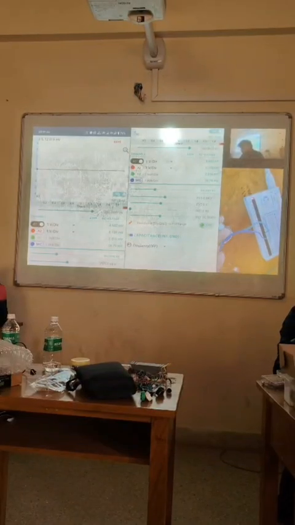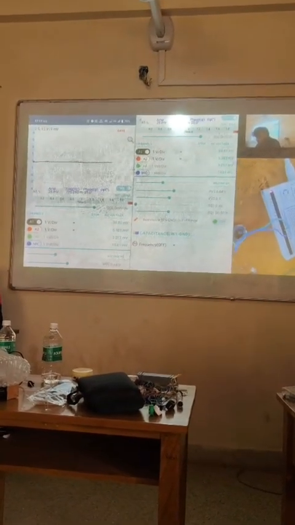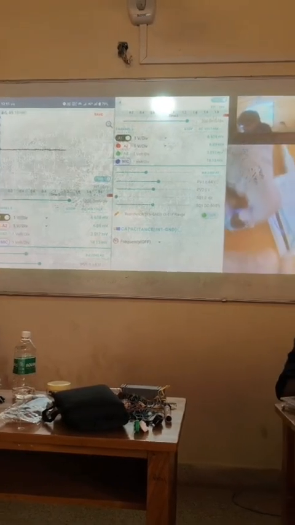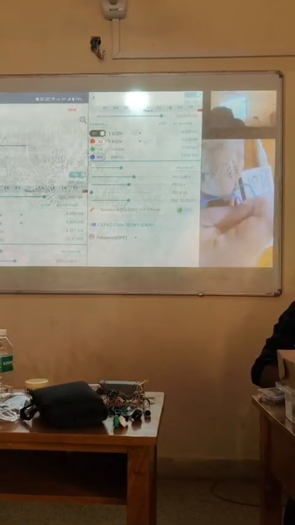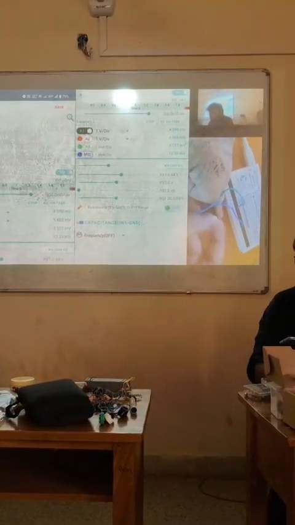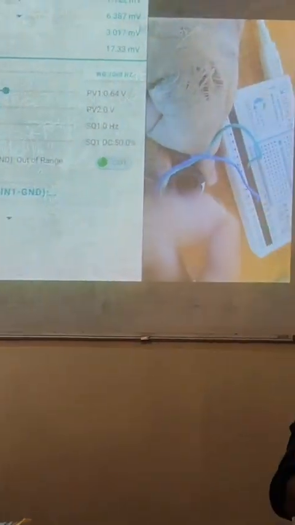When I move a magnet close to this, let me remove the sine fitting. Okay? So, one second. Okay. So now when I move this magnet, what do you observe? Can you see? Voltage is being generated? Yes. So this is electromagnetic induction.